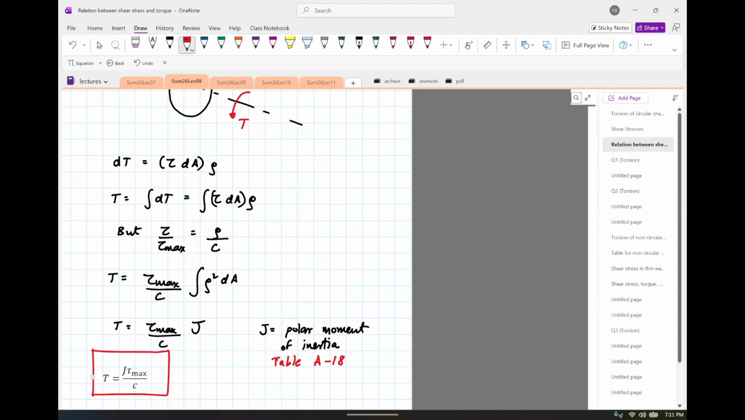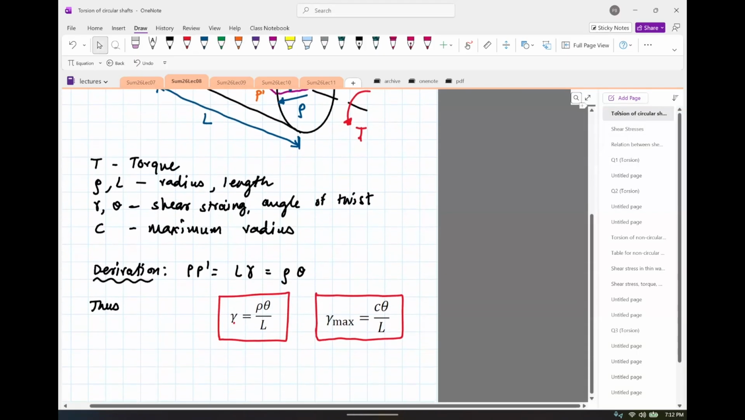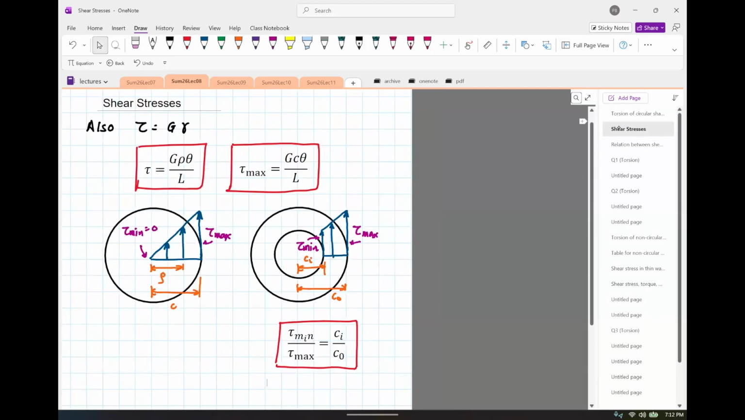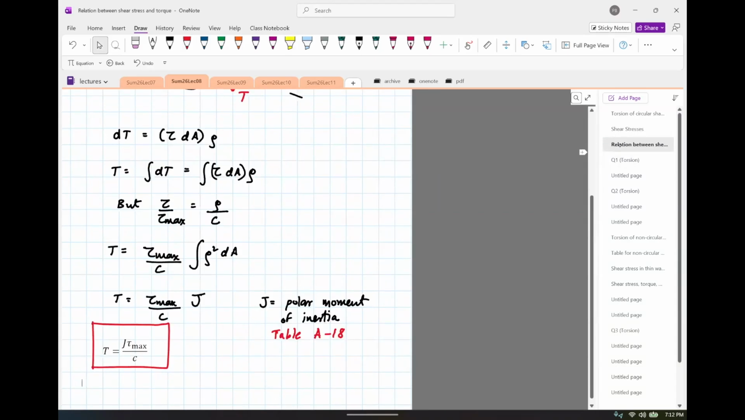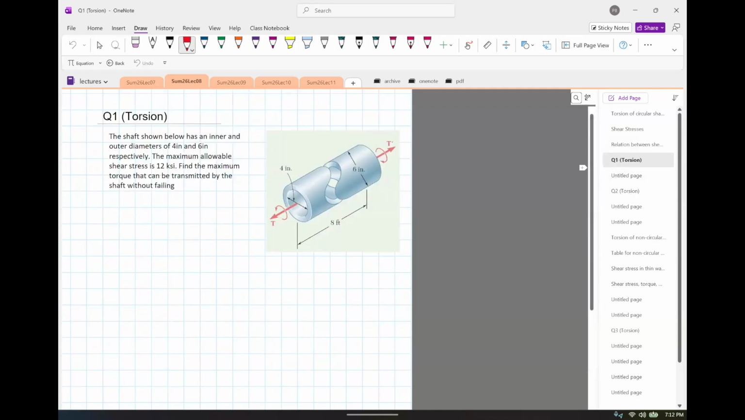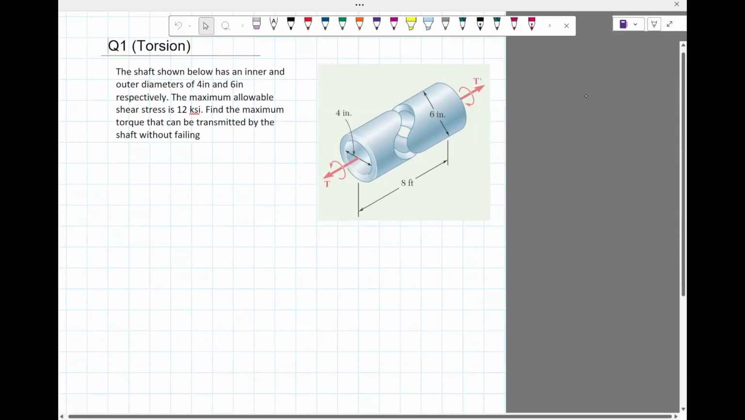Okay, so J is the polar moment of inertia, and if you want to find what the polar moment of inertia is, it's in a table in the appendix which is now posted on Canvas. You can see that it's appendix A18, and we'll actually see that a little bit later when we solve the problems. Again, remember, we have a couple of formulas: shear strain, shear stress tau, and how the shear stress is related to torque. Those are the formulas. So let's put them into use here.